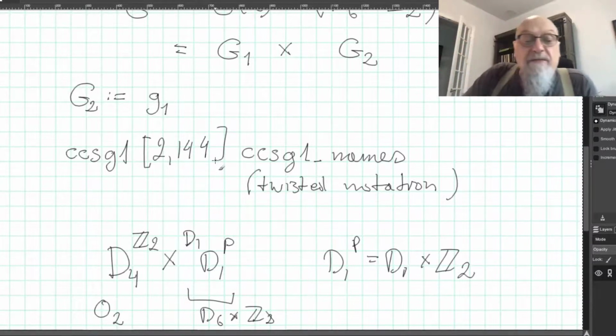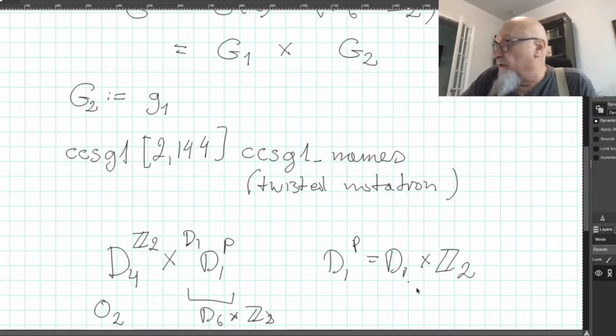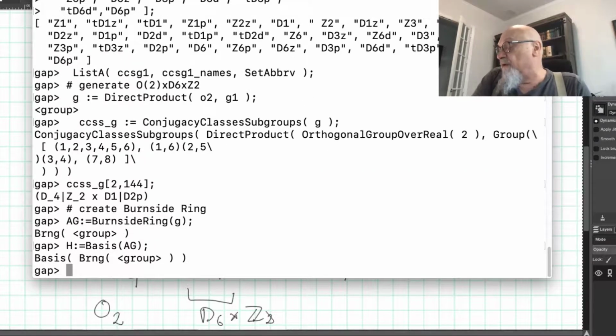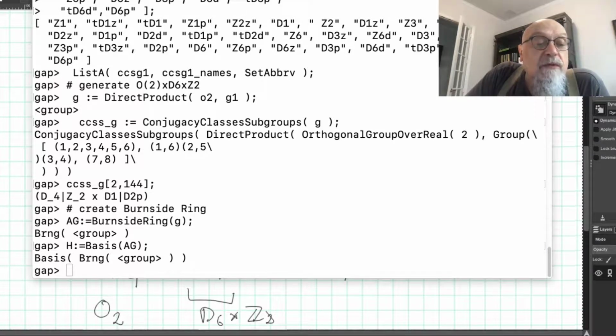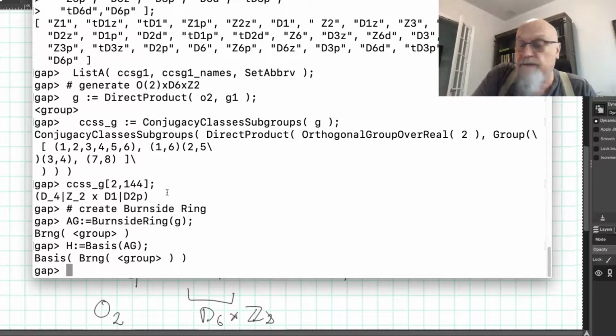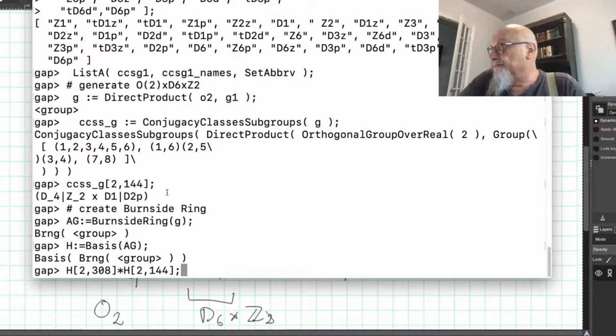And now let me generate the Burnside ring for this group. So what I'm doing here, I'm just generating the Burnside ring, and H will be the free basis. I have it, and why not? We can just simply multiply something. What about if I multiply these two elements? The one that we looked at and another one. Okay.